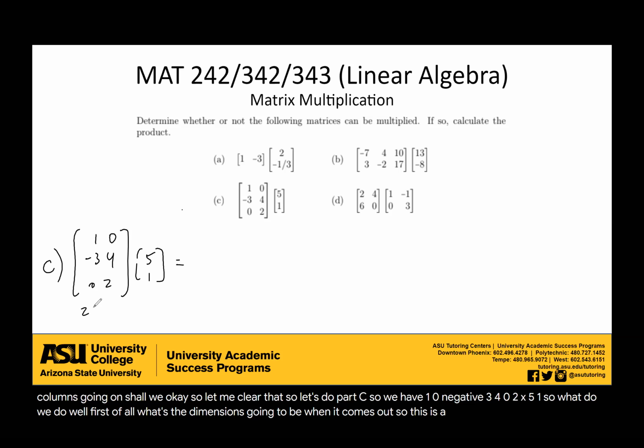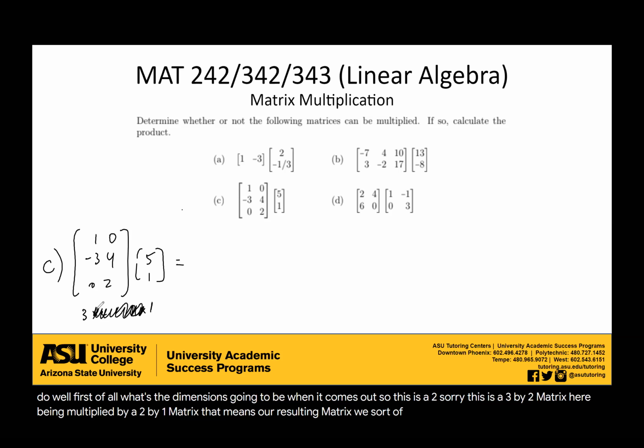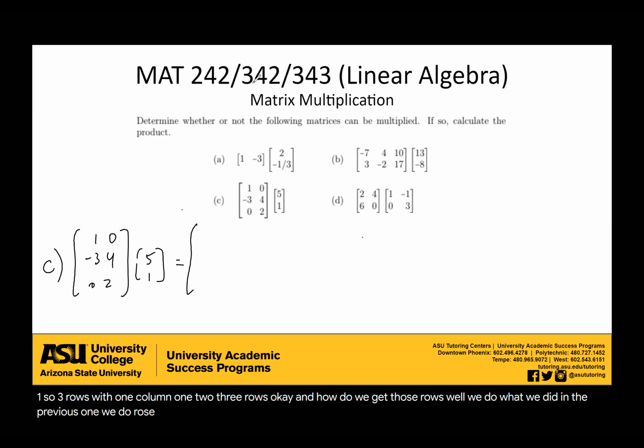So this is a 3 by 2 matrix here, being multiplied by a 2 by 1 matrix. That means our resulting matrix, we sort of just ignore the middle piece, will be a 3 by 1. So 3 rows with one column, 1, 2, 3 rows. Okay. And how do we get those rows? Well, we do what we did in the previous one. We do rows multiplied by columns.